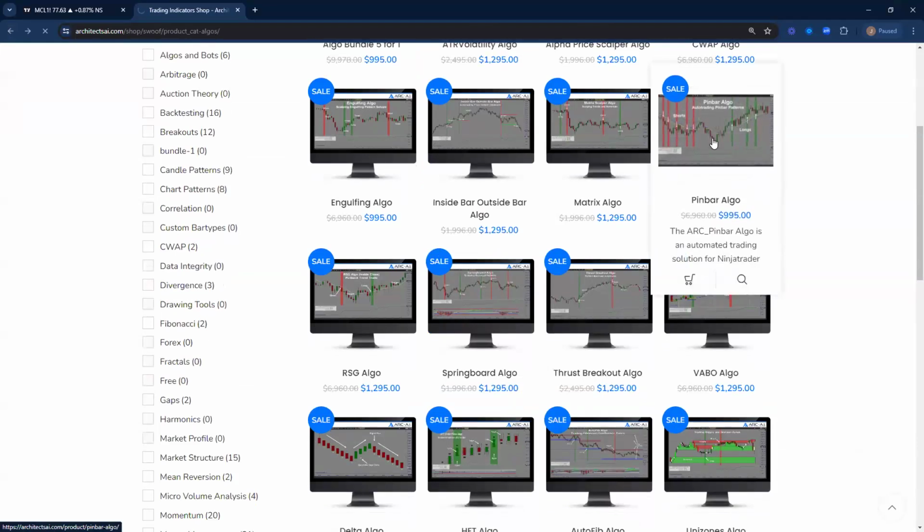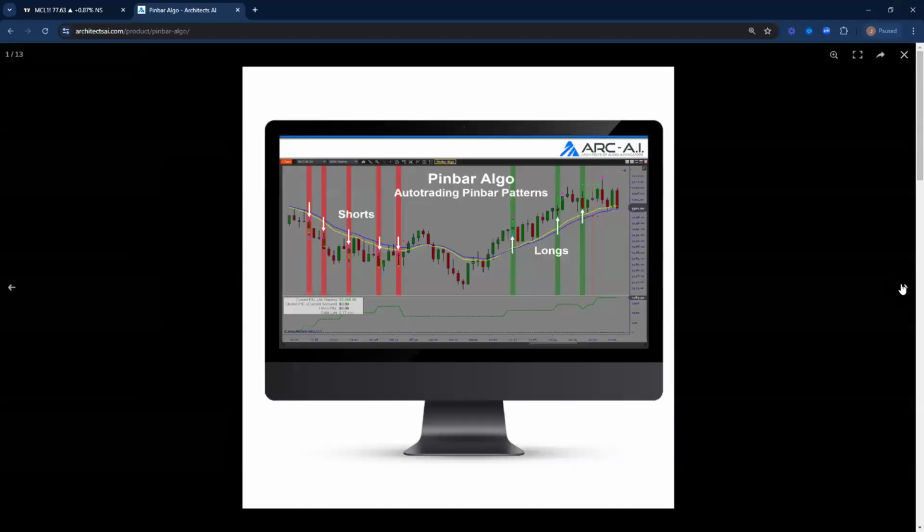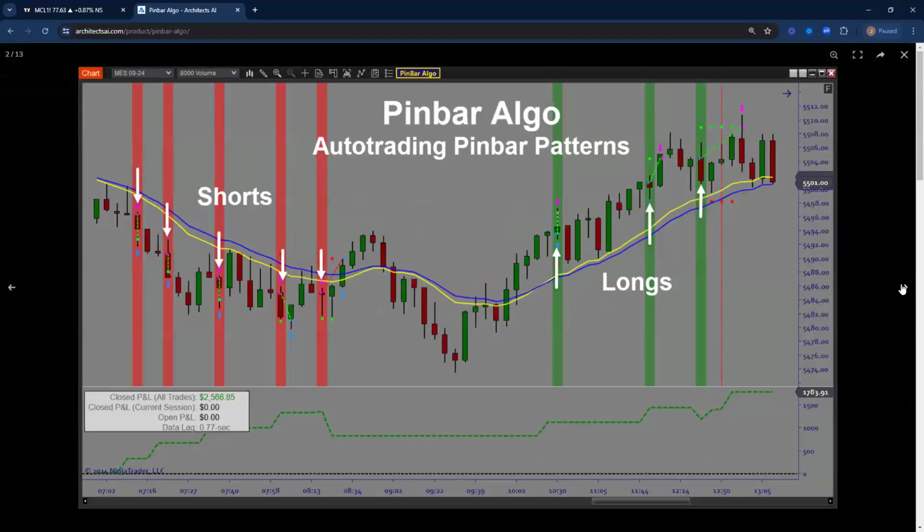Pin bar, reversals or pullbacks, especially. This is a really great system. The pin bar is kind of like an OG of price action. It's solid. It works. NQ is a good one. But we had pretty decent results on all the markets.